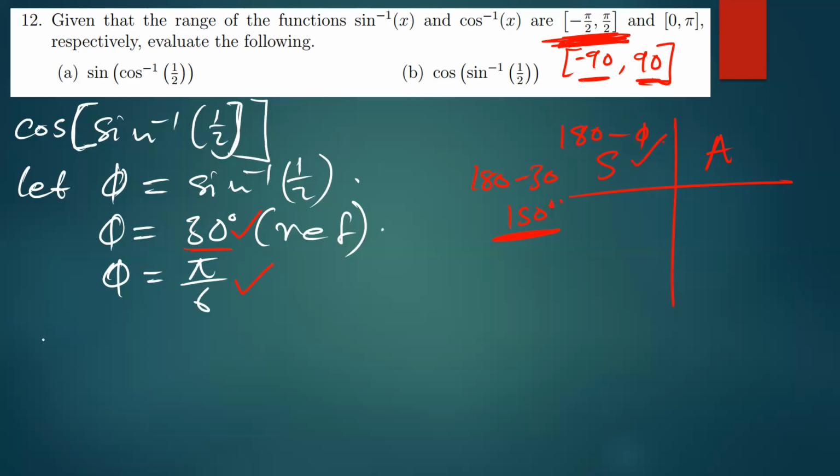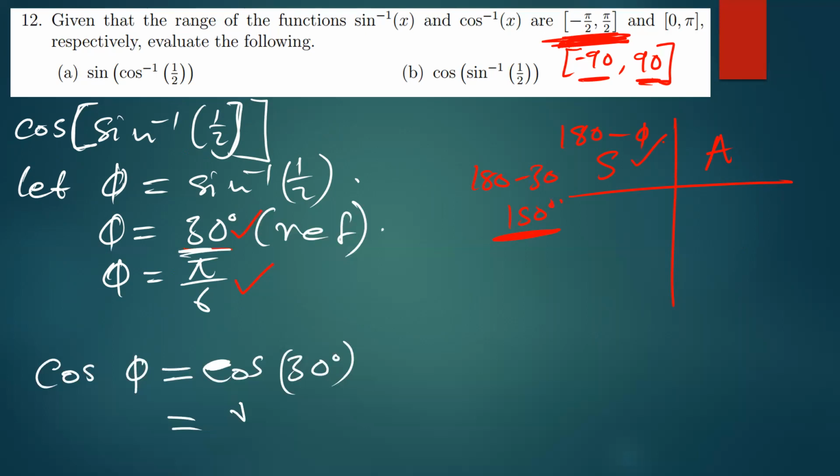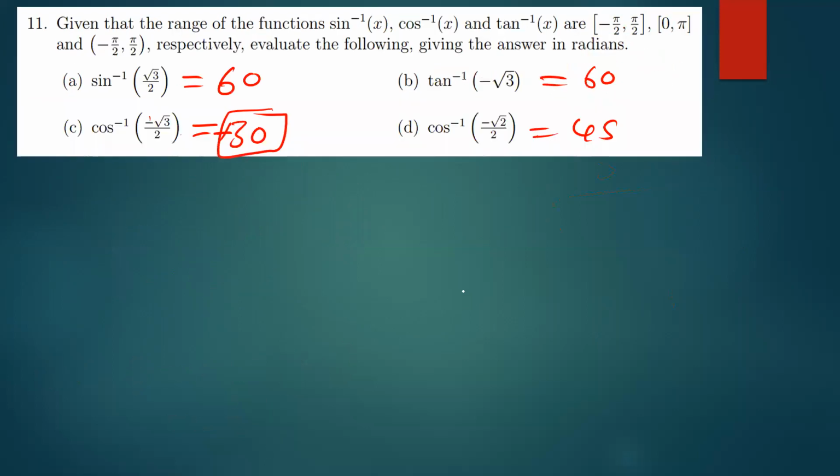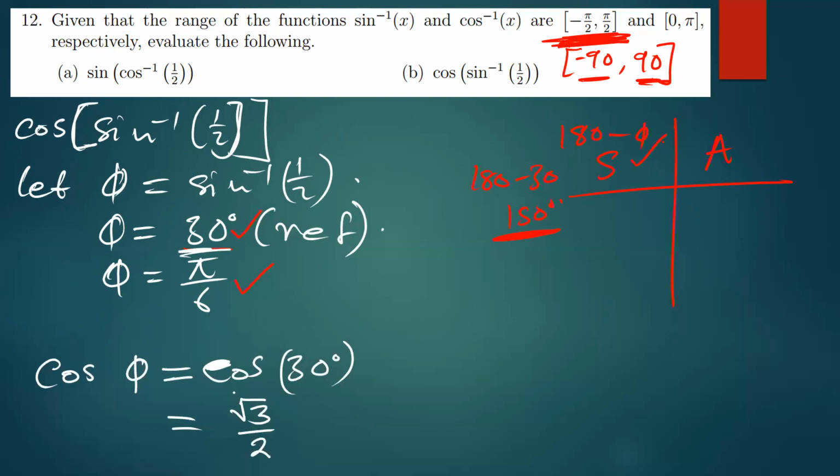The other thing we need to find is cos phi, because we said sine inverse of half is equal to phi. So cos phi is cos of the phi we have found, which is 30. So we say cos 30 degrees, which is simply the root of 3/2. All right, so this is the solution to this question. Do we have any question?